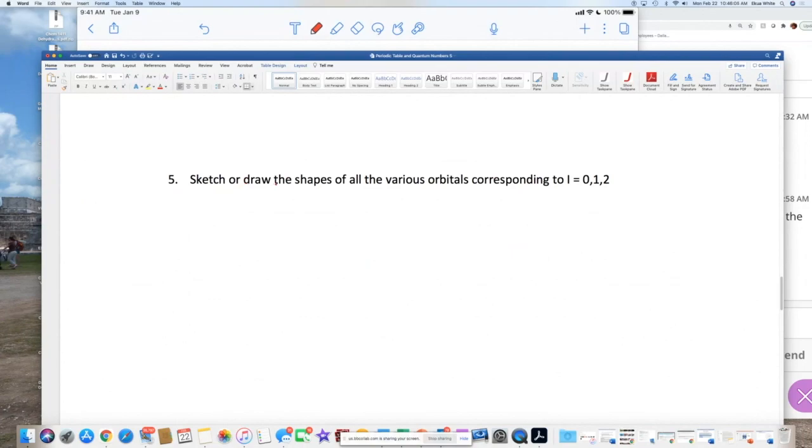Number 5 says sketch or draw the shapes of all the various orbitals corresponding to L is 0, L is 1, L is 2. Okay, I just showed this to you, right? So for L is 0, we only have the S orbital. So for that one, you draw your axes: X, Y, and the Z is vertical. And you draw the circle in the middle, and this would be your S orbital. You only have one S.